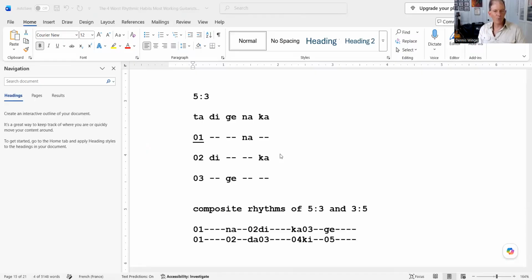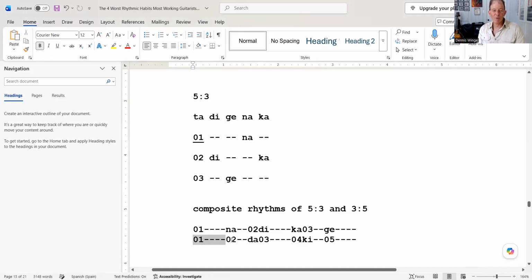Alright, next we got 5 to 3. If we got 3 beats and each of them was divided into 5 like it says here, we'd have da di ke na ka, da di ke na ka, da di ke na ka, da, and you'd have to clap on every third one of those, as is shown. I don't prefer that way.